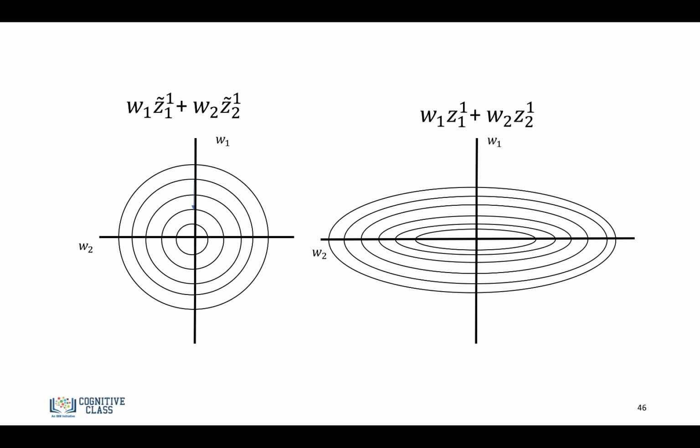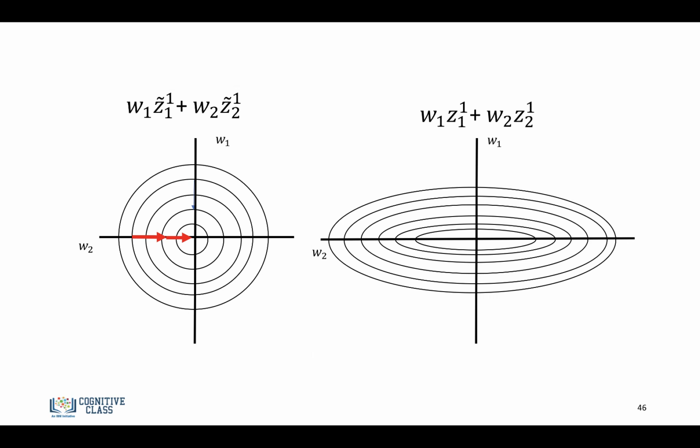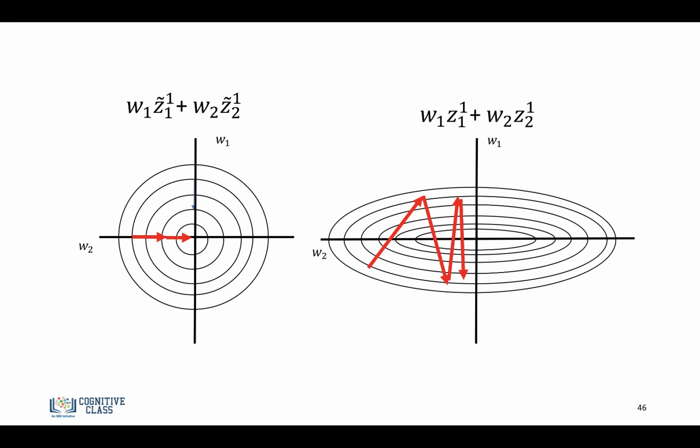So when we use batch normalization, we can see the contours are relatively round. So when we perform gradient descent, the steps are in relatively the same direction and it converges. And in this case, we didn't use batch normalization. When we perform gradient descent, the gradients are pointing in different directions. So it will take us longer to converge to a minimum.